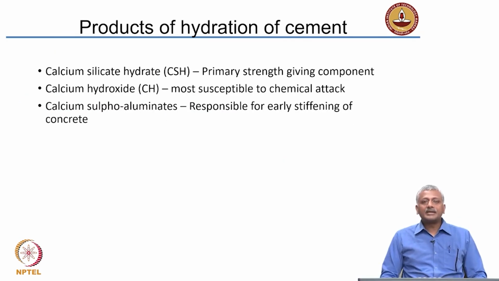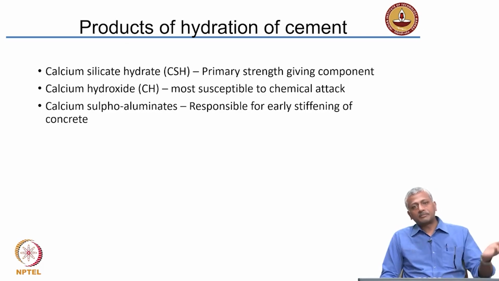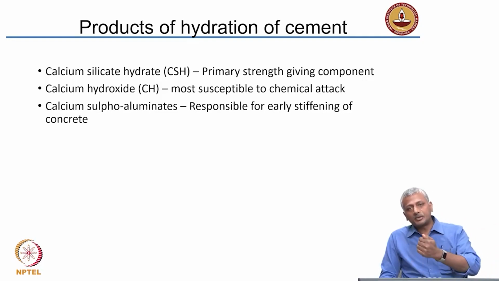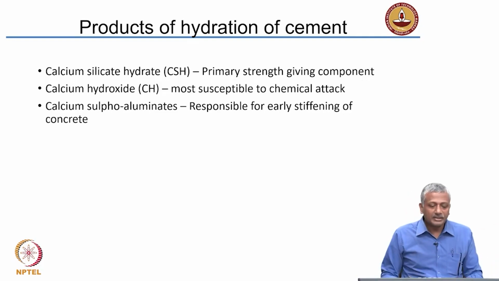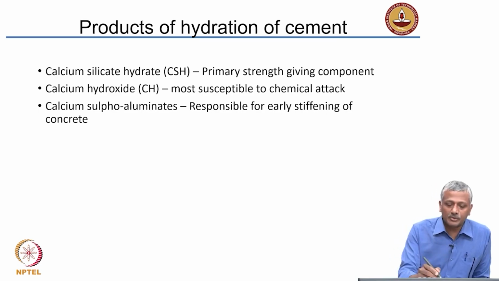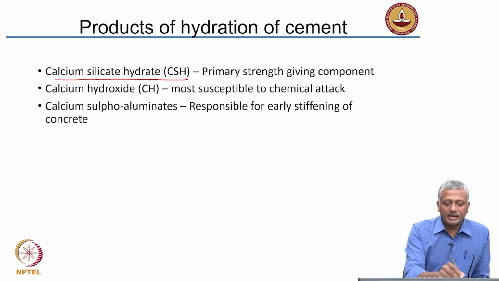Now, what does the reaction of cement with water produce? The calcium silicates obviously have to produce some calcium silicates. The calcium aluminates have to produce some calcium aluminates. So let's see what it produces. The calcium silicates basically end up in producing calcium silicate hydrate, CSH, and calcium hydroxide.